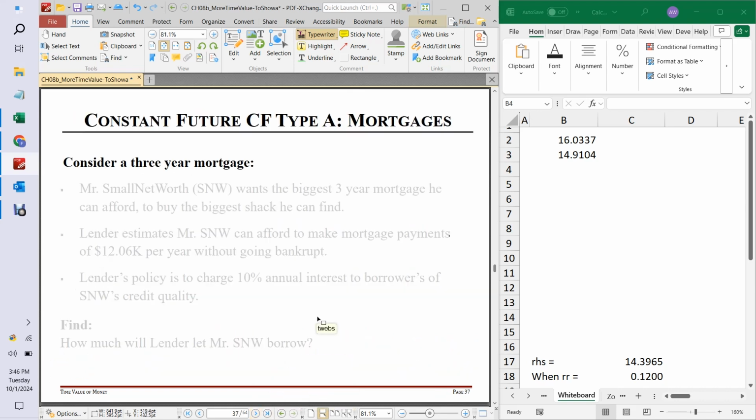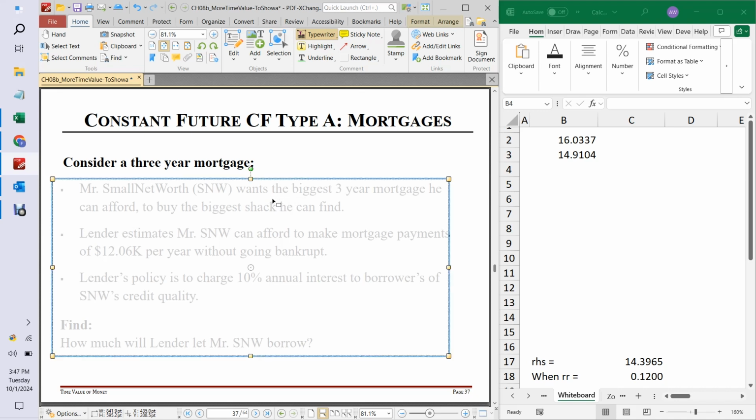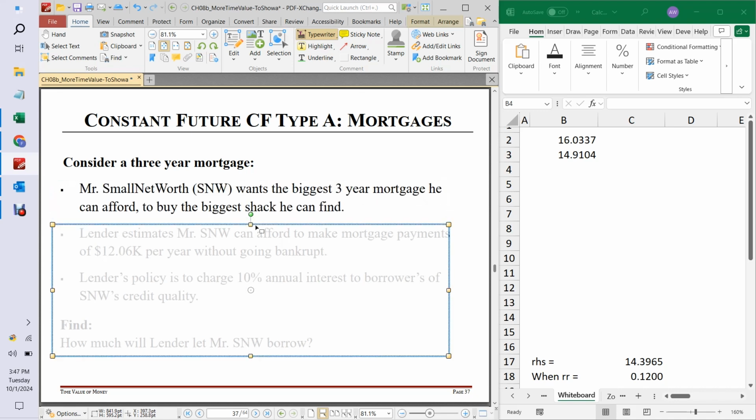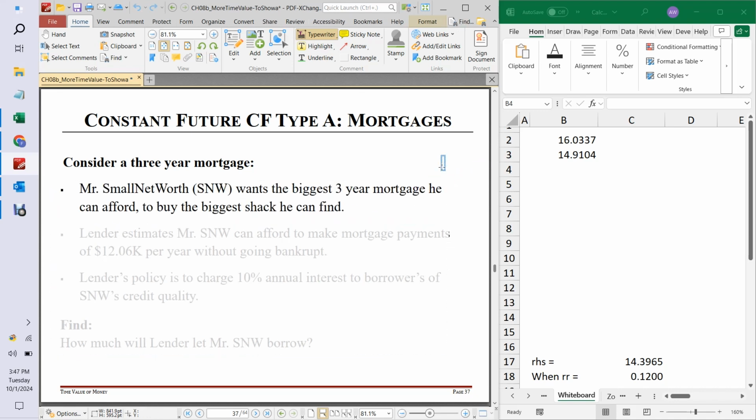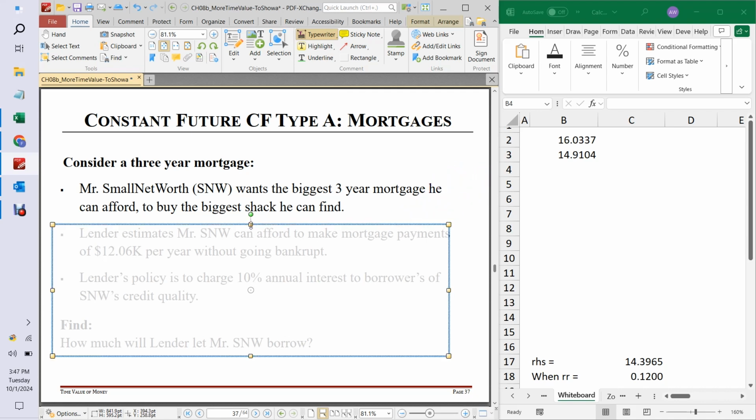All right, so let's look class by class at the types of classes of financial projects that have constant future cash flows. Let's start with type A, and that's mortgages. So let's consider a 3-year mortgage. We're starting off here with Mr. Small Net Worth. Mr. Small Net Worth wants the biggest 3-year mortgage he can afford to help him buy the biggest shack that he can find.